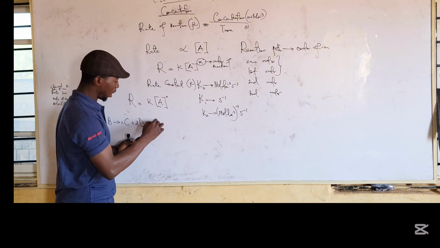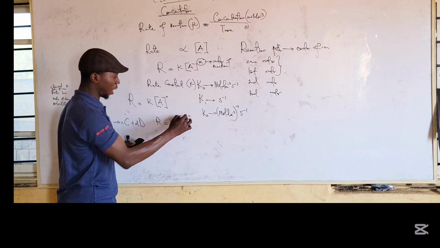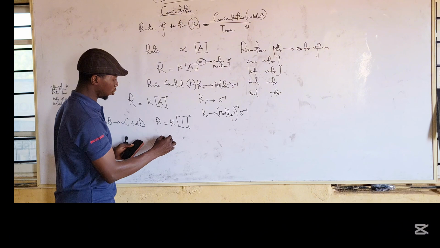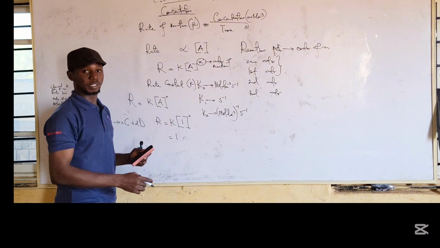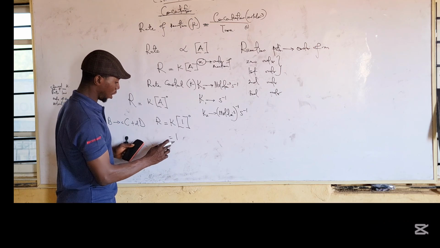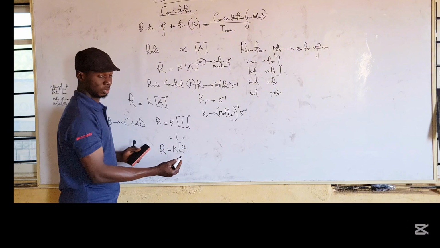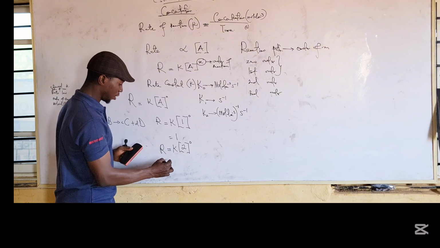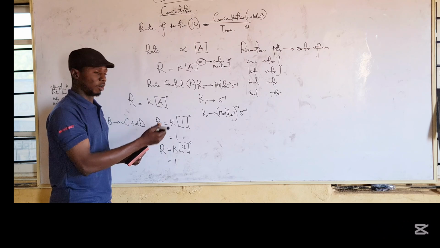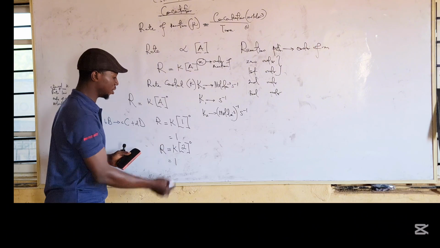Let us do it this way. R equals K[1]. That means concentration is 1 at this point. Concentration is 1, so everything here will also be 1, because K is constant, let's leave it out. Now, if the concentration is doubled, that means it will now be 2. R equals K, instead of 1 we have doubled it, raised to power 0. Everything here will also be 1.